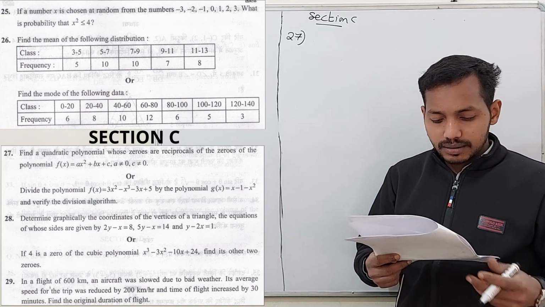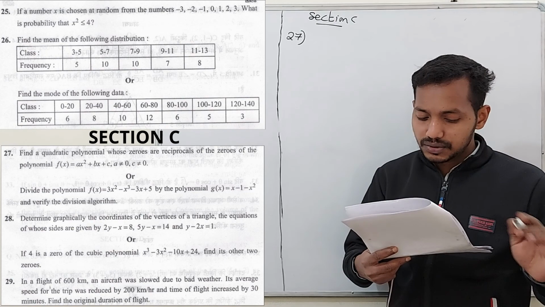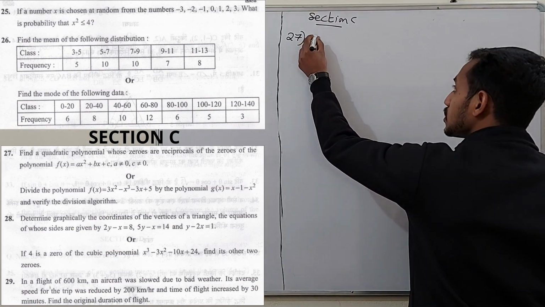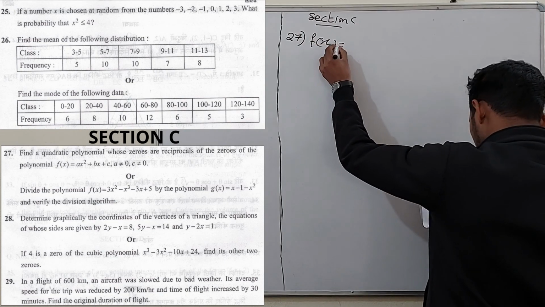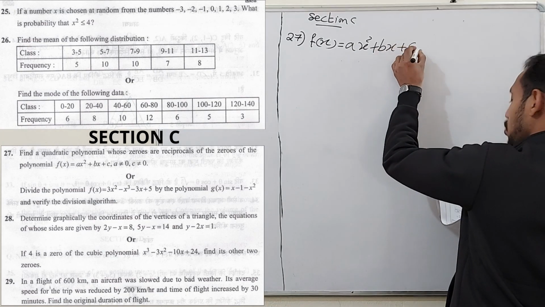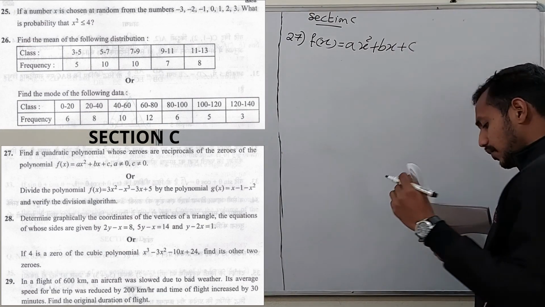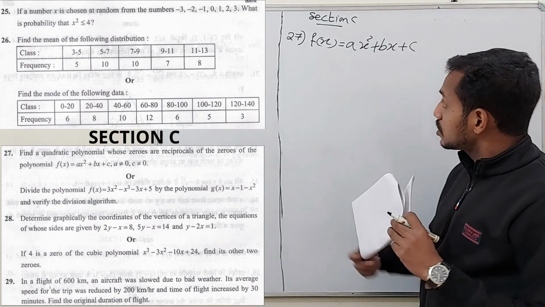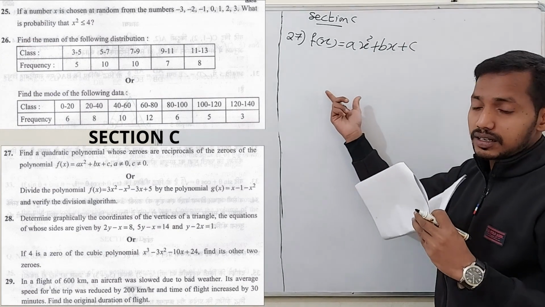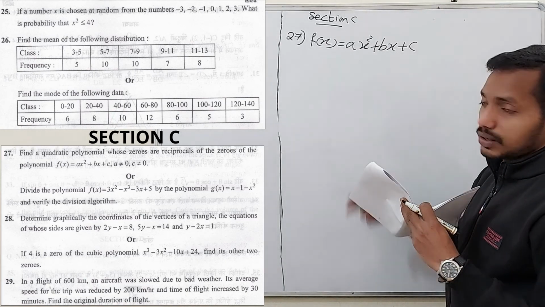Here, find the quadratic polynomial whose zeros are the reciprocals of the zeros of the polynomial f of x is equal to ax square plus bx plus c, where a not equal to 0, c not equal to 0. We have to find a quadratic polynomial whose zeros should be the reciprocals of the zeros of the given polynomial.